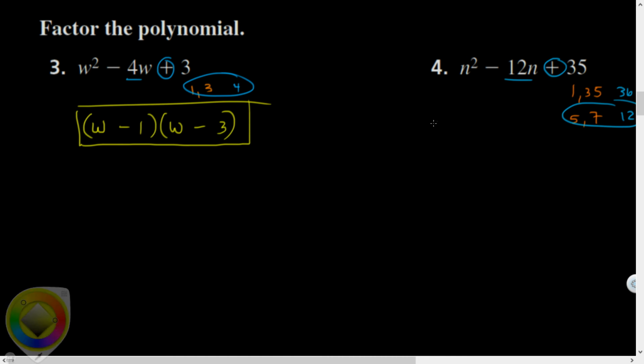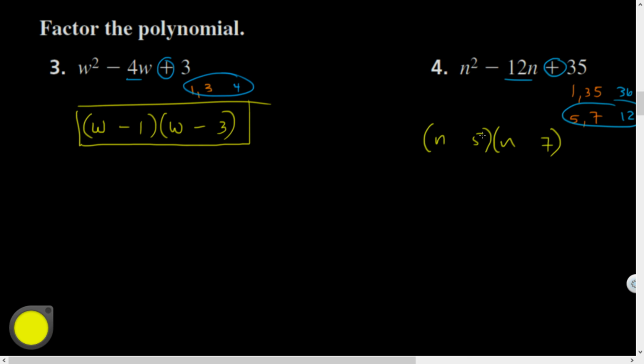So I'm going to have an n with a 5 times an n with a 7. Now, because these multiply to be positive, their signs are the same, so it's either plus plus or minus minus, and you're saying, Brandon, that these are going to be minus minus because they have to add to be negative, and I agree.